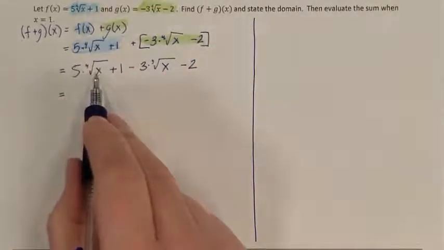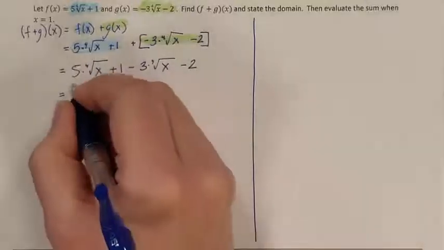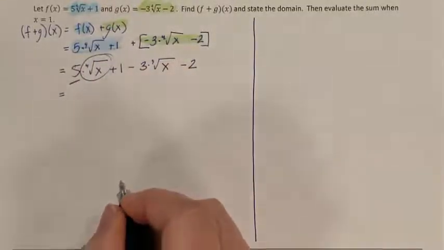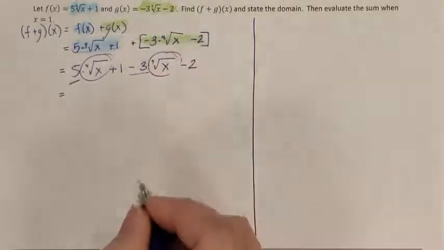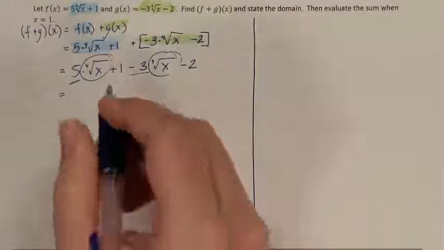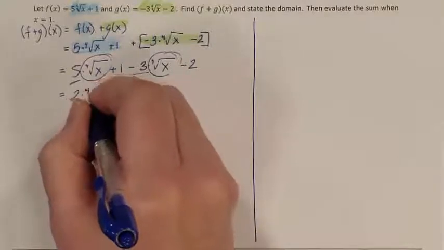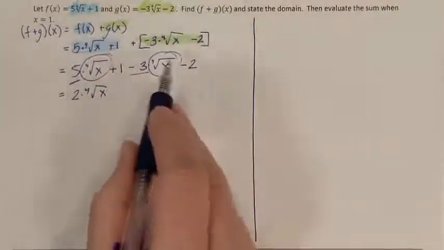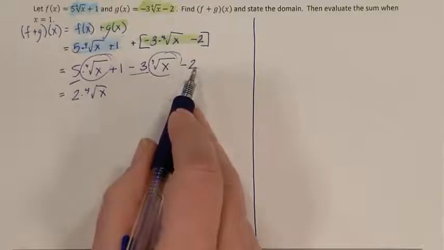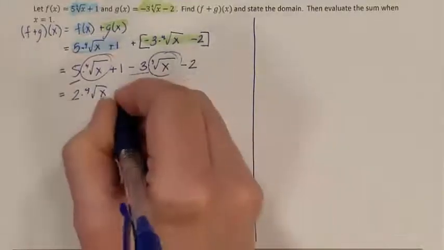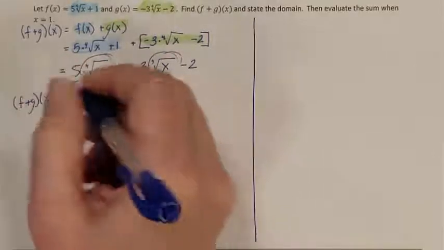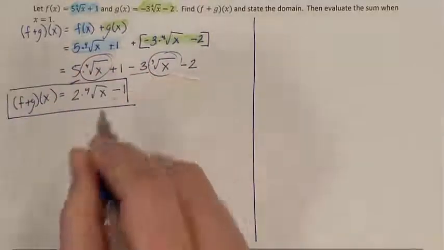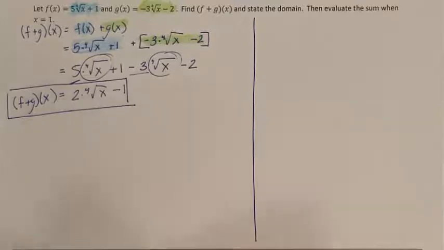4th root of x's only go with 4th root of x's. So I had 5 of these 4th root of x's, and I'm supposed to be subtracting 3 of those 4th root of x's. So 5 minus 3 says I have 2 of these 4th root of x's. Constants only go with constants. 2 minus 1 minus 2 gives me a negative 1. So my new f plus g of x rule is 2 times the 4th root of x minus 1.